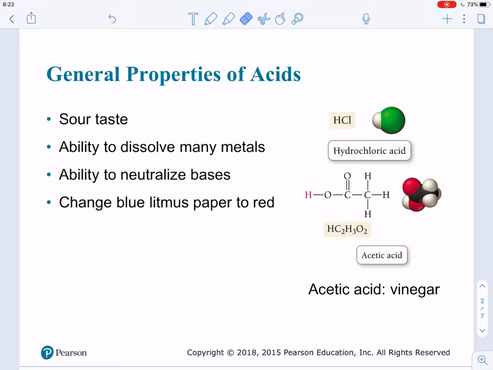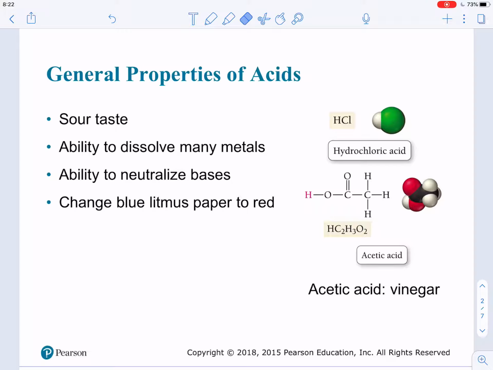Of course, there are acids and there are bases, and bases are pretty much the opposite of an acid. Both of them are very reactive and they will react with each other, acids and bases. And that reaction between acid and base is what we call neutralization.